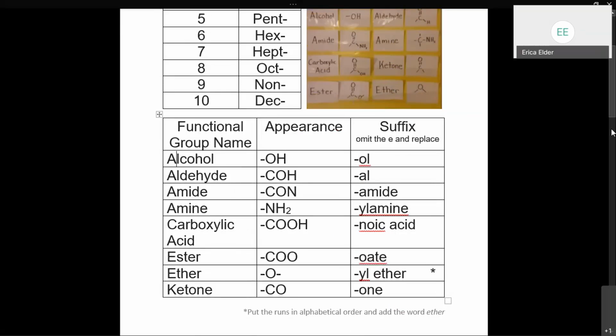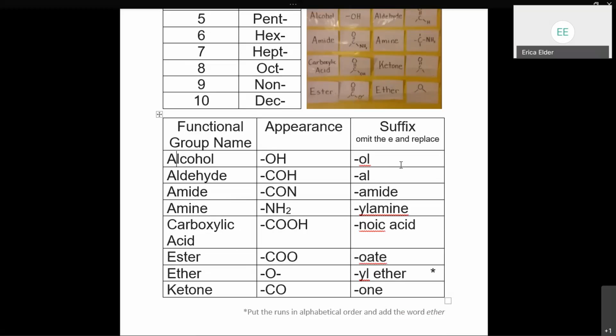Okay, going down a little further, we also need to make sure that we note any suffix changes that we will be using in the naming of our organic compounds. So each functional group, as you see here, you'll see the functional group alcohol appears as OH, a bonded OH in the compound, and the suffix is OL. So much like if we had an alkane, alkene, alkyne, we would omit the E at the end of that word and replace it with the suffix for alcohol if that compound contains an alcohol. So we would replace that E with OL.